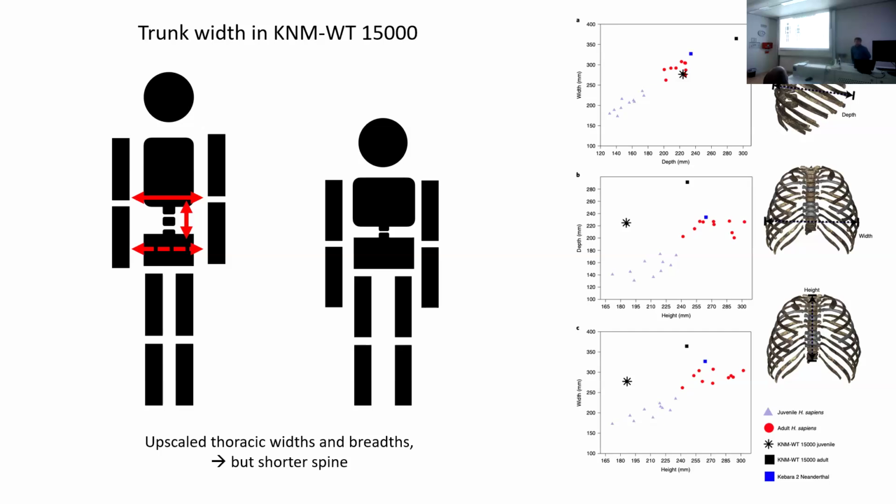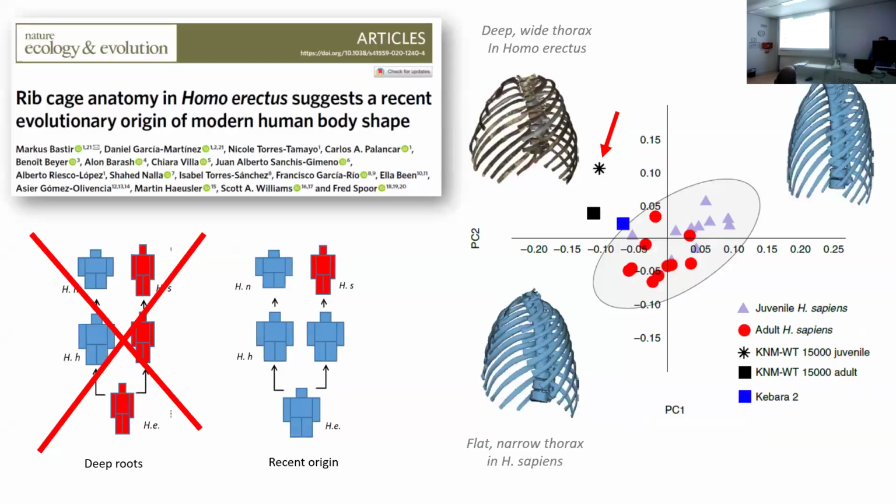But if we combine it with the height, then we see that it's considerably shorter. Like the spine is much shorter in Homo erectus than in the modern Homo sapiens. And this is what I tried to summarize in these building blocks here. Now, also from the geometric morphometric point of view, we find clear evidence that the morphology of this Homo erectus reconstruction is outside the range of the modern humans, and that allowed us to reject the model of the deep origin of modern human body shape and rather proposed a recent roots model.